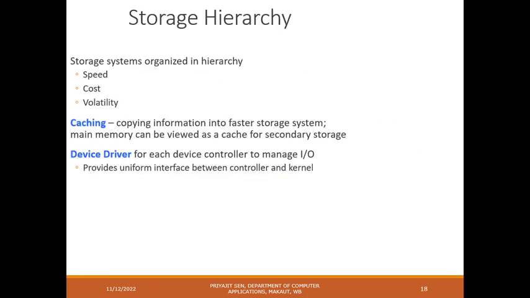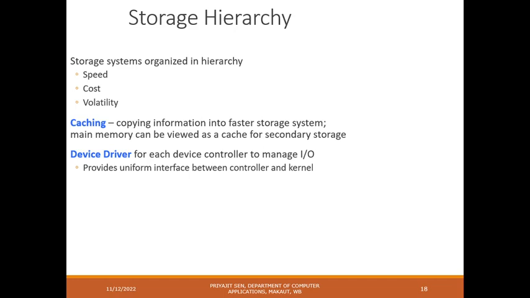Now, in the storage system we have a hierarchy of speed, cost, and volatility. So you see that the speed of SSD is faster than the hard disk. But the thing is that volatility matters. See that RAM is also faster than the hard disk.